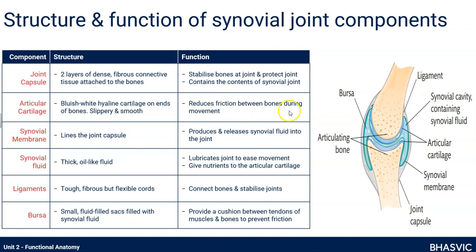So actually add there to your notes, it protects the bones and stops the bones from wearing on each other. The synovial membrane, this sort of dark green layer, you can see that it lines the inside of the joint capsule. It lines the joint capsule and its job is to produce and release synovial fluid into the joint. And we can see the synovial fluid is this sort of bluey greeny colour. So what is it? It's a thick, oily fluid.